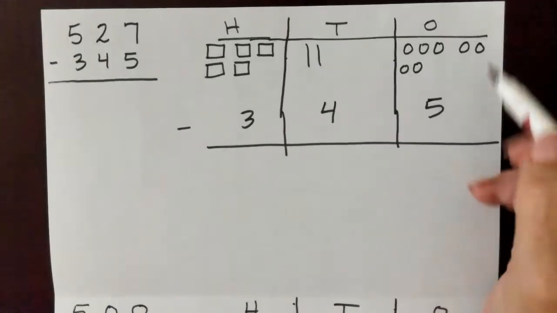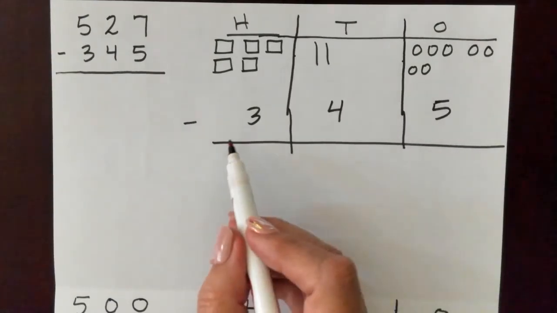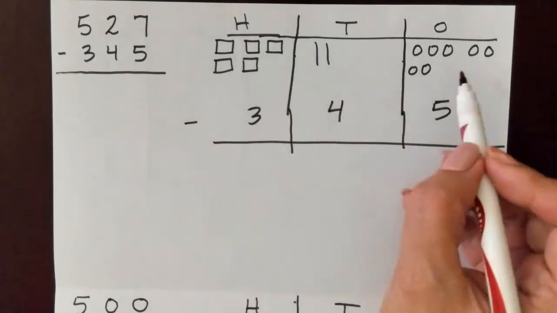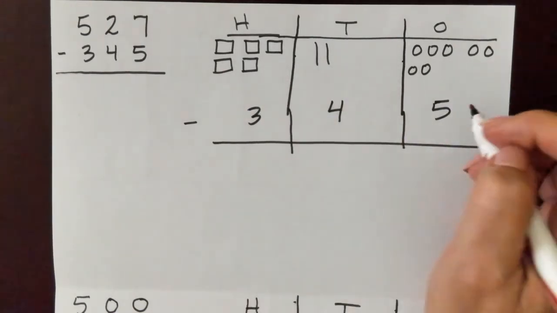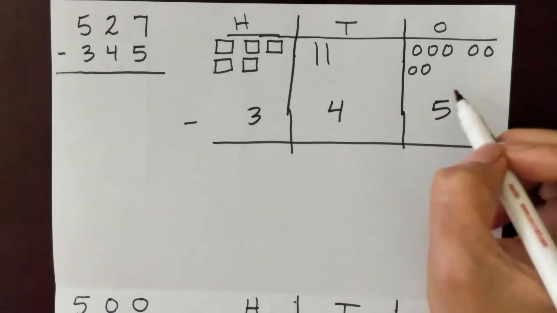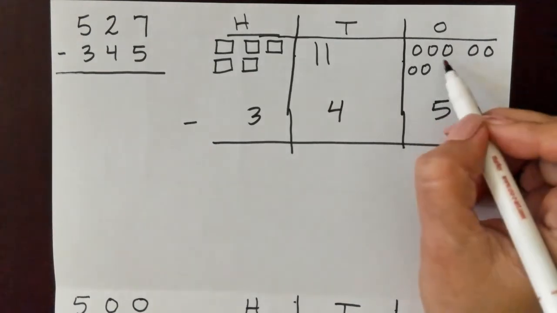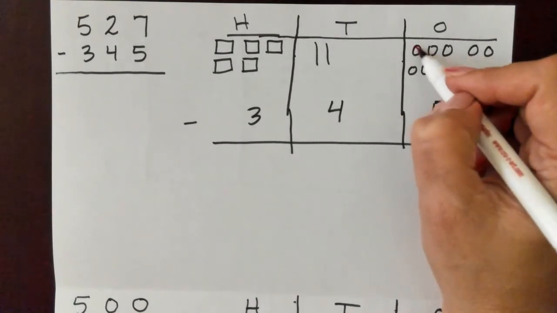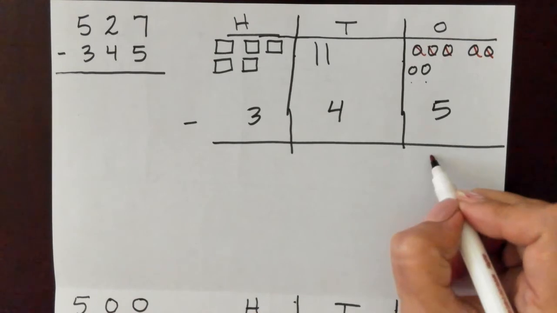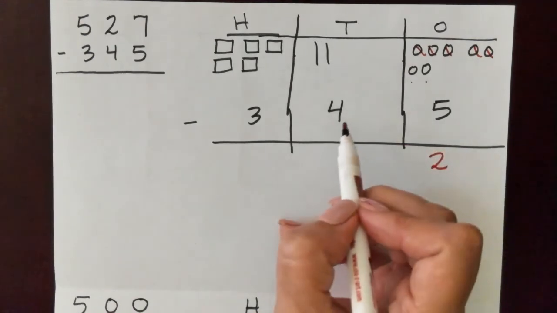Now, this one's fairly simple. In this case, I put the numbers down and the pictorial models on top. Okay, so we want to subtract 5. We want to take away 5 from 7. So here we go: 1, 2, 3, 4, 5. And what are we left with? 2. That's easy.